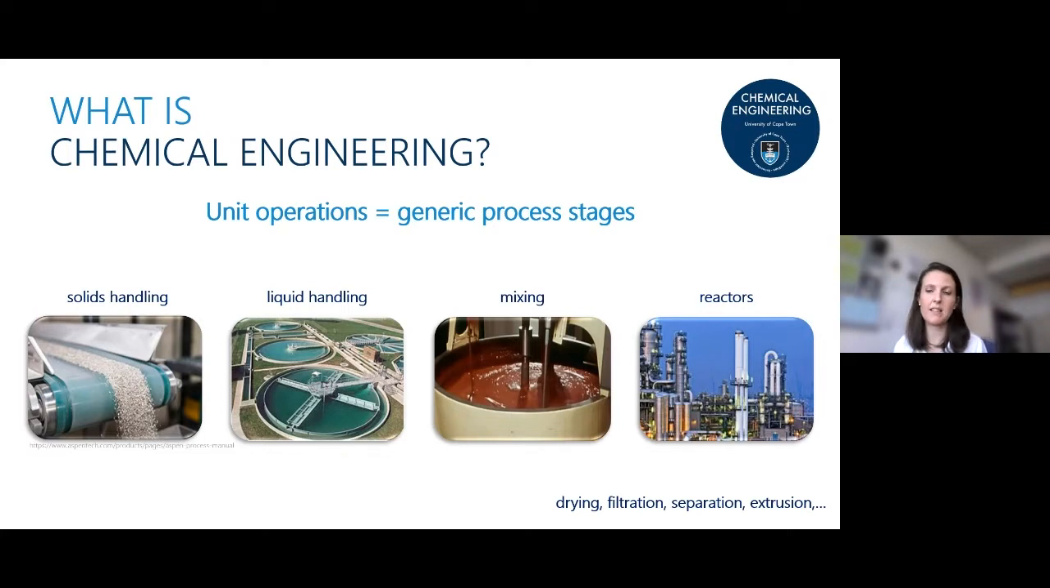Then from a chemical perspective, a really important part of chemical engineering is designing reactors. Reactors are just vessels or containers where reactions happen. People often think of reactors as like nuclear reactors, and that's one type of reactor, but any chemical process that happens will be contained in a reactor. And other examples of unit operations are things such as drying, filtration, separation, extrusion, and so the list goes on. So chemical engineers will be involved in designing how these processes actually look, how they're constructed, and how they operate when they're all combined into a process.